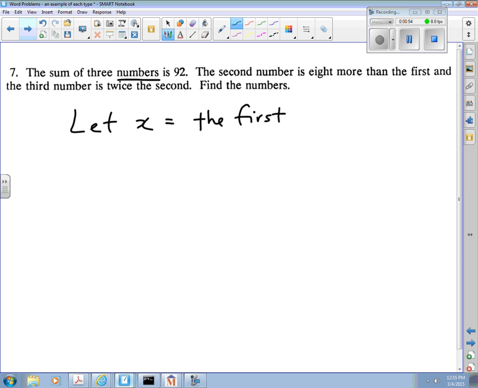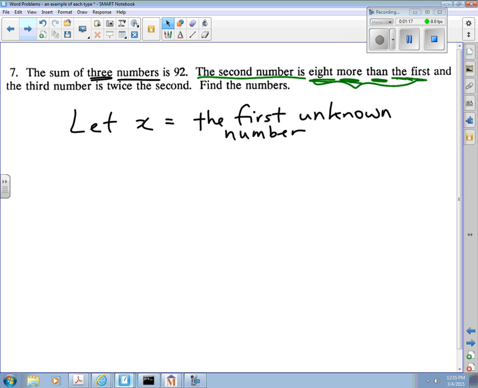Easiest half mark you ever got from me is this kind of problem right here, where let x equal the first unknown number. Now there's three numbers I'm looking for. Why did I say x should be the first number? Well, because look at the way the wording looks. The second number is 8 more than the first. How do I say 8 more than the first algebraically? Well, I would say it like this.